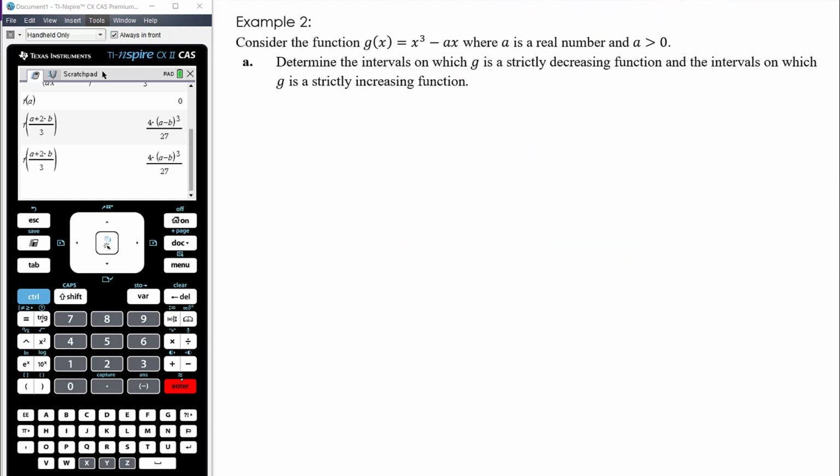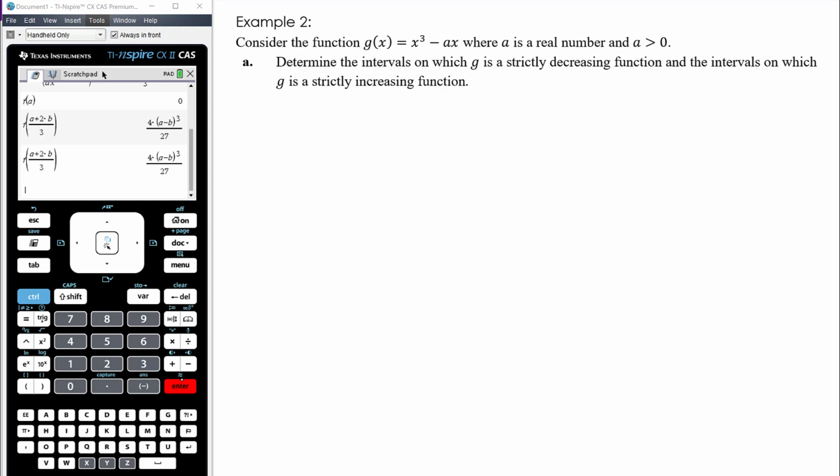Okay, let's have a look at another example here. Example 2, so this time we're considering a function of the form g of x equals x cubed minus ax. So again, a family of cubic functions, but different kinds of equations here. We want to determine the intervals on which g is a strictly decreasing function and the intervals on which g is a strictly increasing function. So we have to recall our definitions about strictly increasing and decreasing, which are really just about including the endpoints. Strictly increasing, positive gradient, but include the endpoints, and same with decreasing.